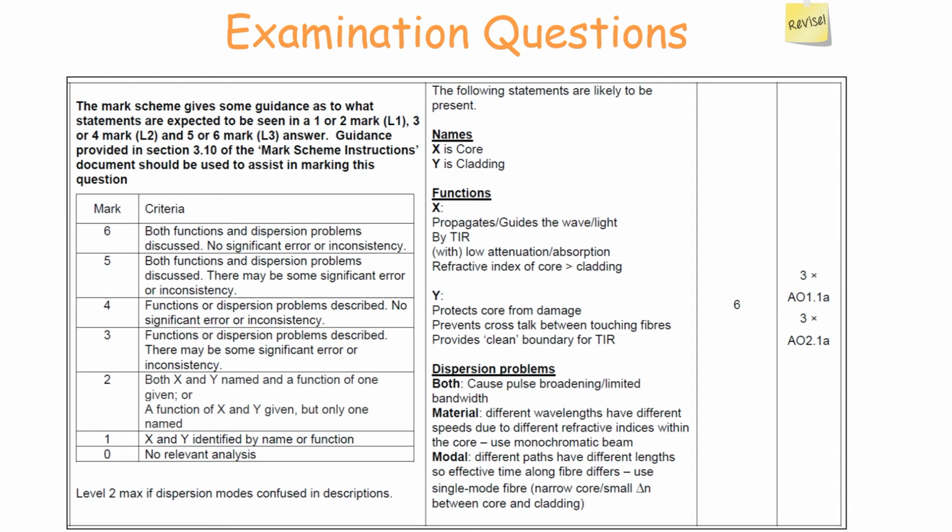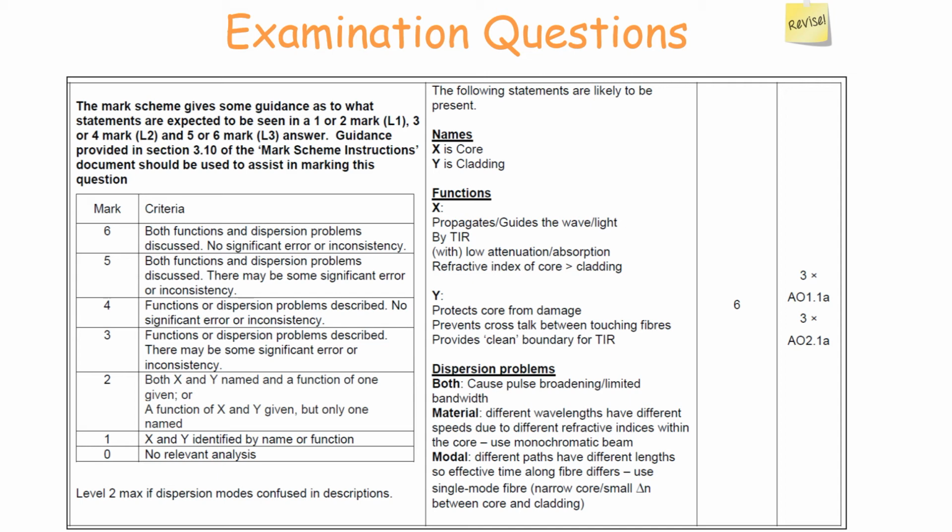Now the function of the core is to propagate or guide the light, the wave, through the actual optical fibre by total internal reflection. Now the properties you would need to know about for the core is it carries a low attenuation and low absorption, because I don't want it to take in any of the information from the light wave, and we need the refractive index of the core to be greater than the cladding, because for total internal reflection to occur, which is how the light will travel through the core, the actual core needs to have a refractive index greater than that of the material that surrounds it.